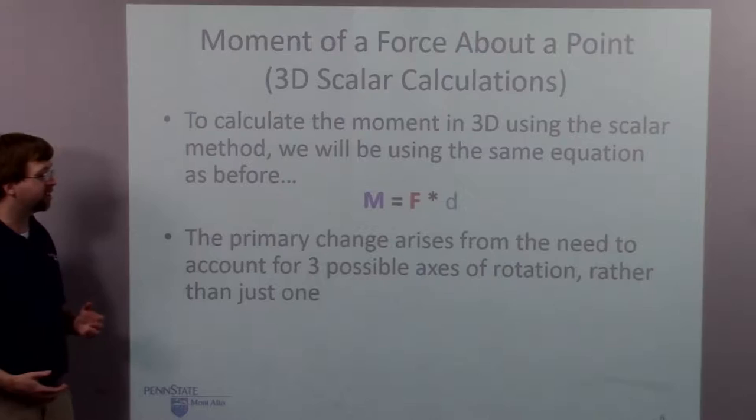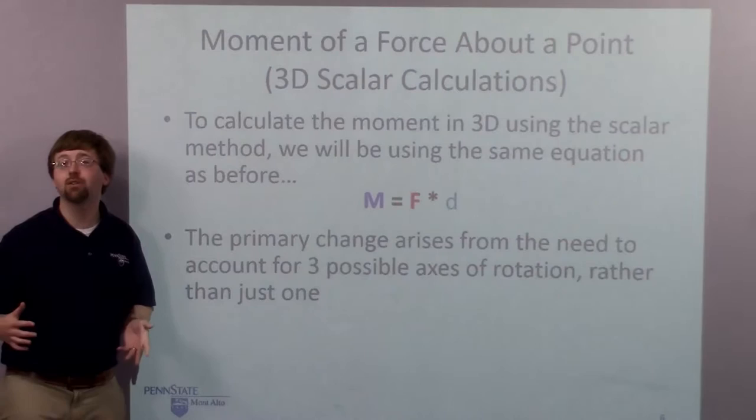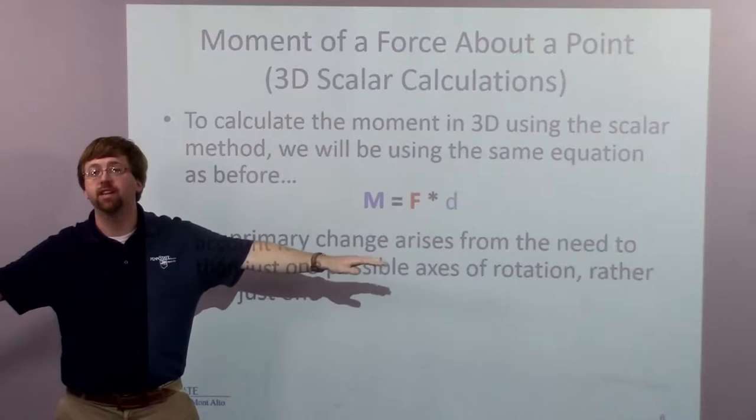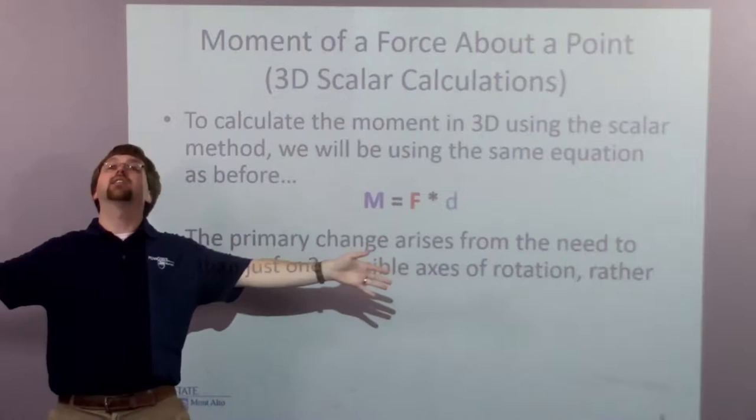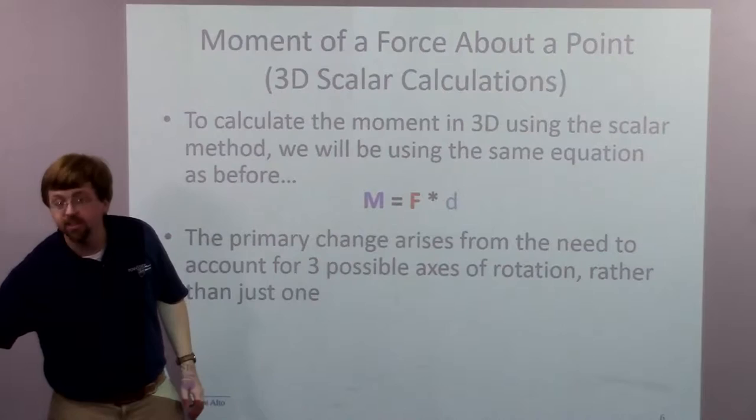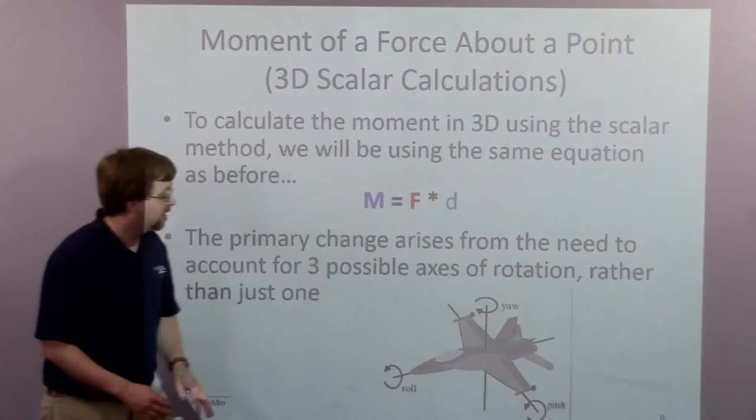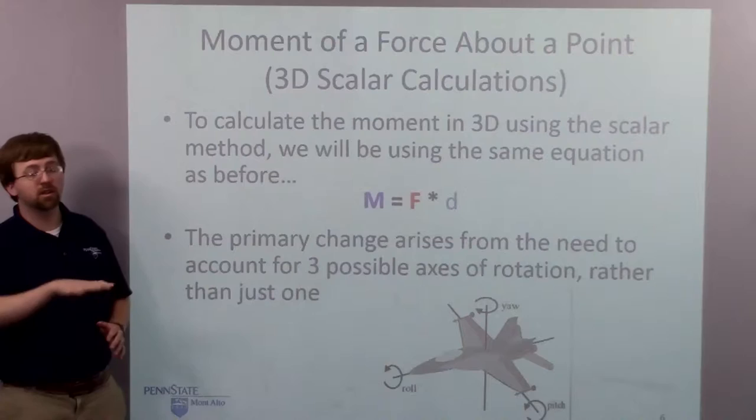than just one. So in 2D, I can only go clockwise or counterclockwise. In 3D, I can go clockwise or counterclockwise around each axis. So I can go back and forth like this, I can go forward, back like this, or I can spin like so. So three different axes, each one has a clockwise and counterclockwise. If you think about a plane, it'd be like roll, pitch, and yaw are the three ways you can tilt a plane as you're flying it.